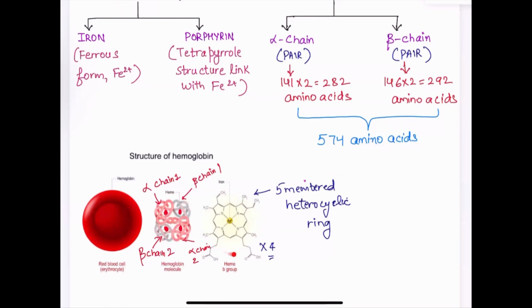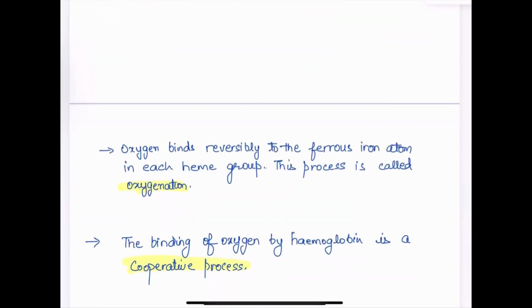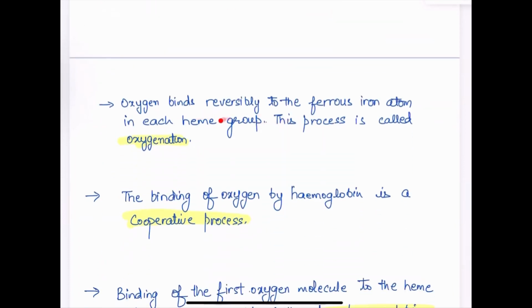Each heme group has a ring structure like this. This is a 5-membered heterocyclic ring, which is bound through methylene bridges. And such 4 rings are present. Oxygen binds reversibly to the ferrous iron atom in each heme group, and this process is called oxygenation. And the interaction between the subunits in the hemoglobin is called cooperativity.